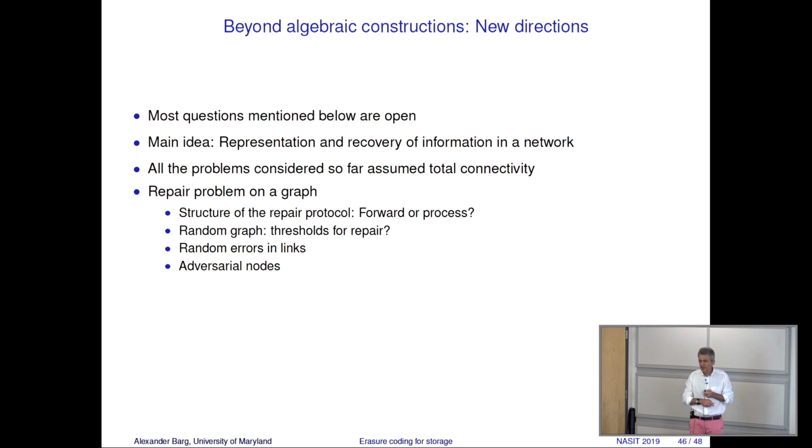Let us say the connection graph is random, like the Erdős-Rényi graph. You inject edges and you examine whether the graph is connected or not, and there is a threshold for connectivity. Is there a decent way to think of threshold properties for the repair question?